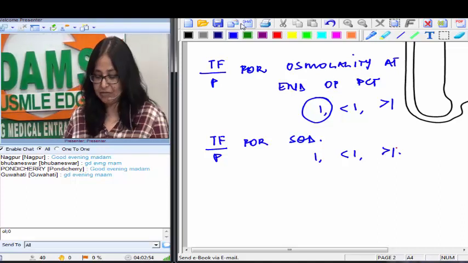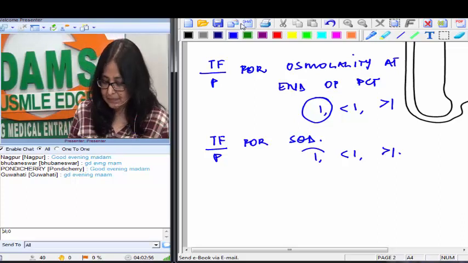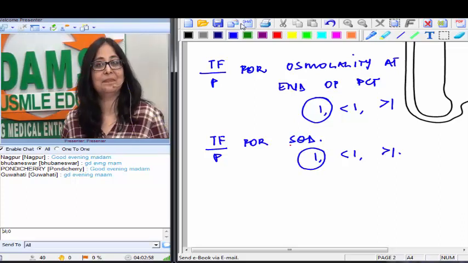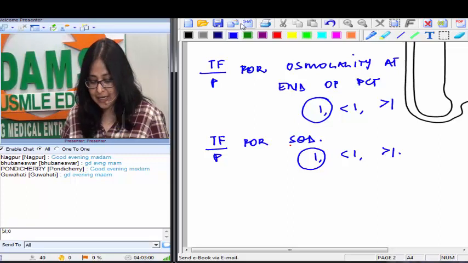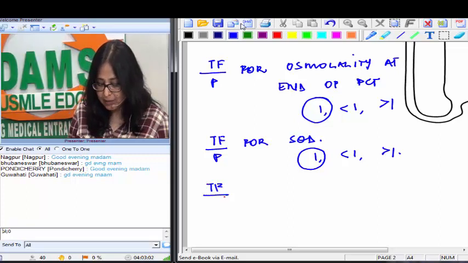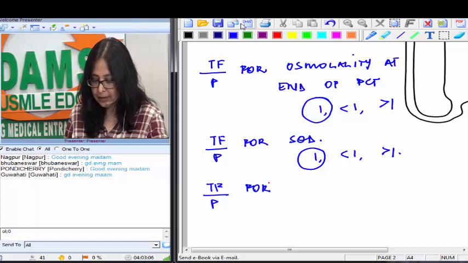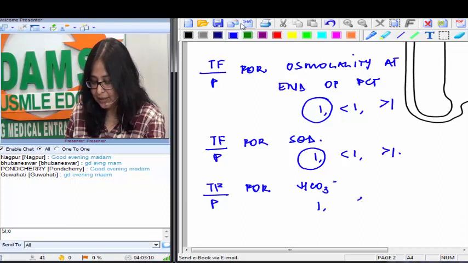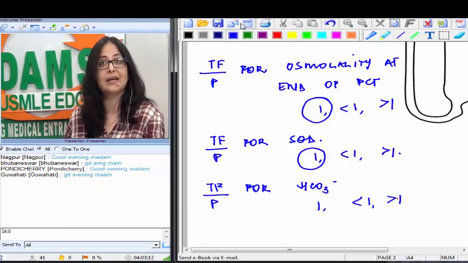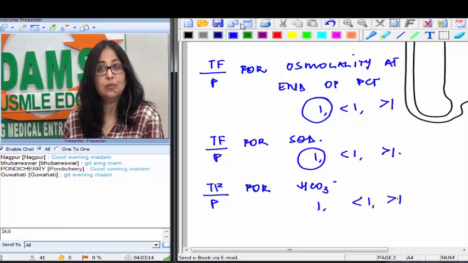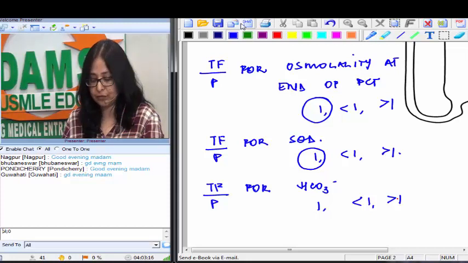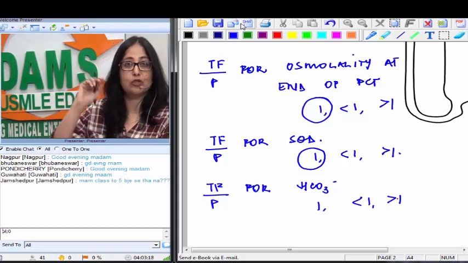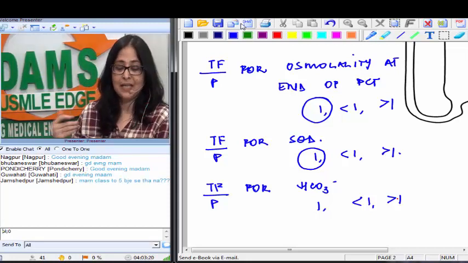So, TF by P ratio for sodium, almost 1, right? Let's take tubular fluid by plasma ratio for bicarbonate. Is it 1? Is it less than 1? Is it more than 1? Right? Tubular fluid by plasma ratio for bicarbonate. And look at the relative absorption of bicarbonate and water.